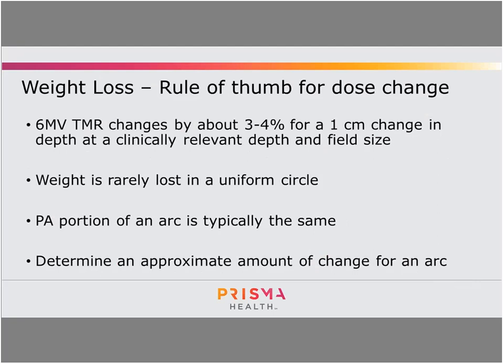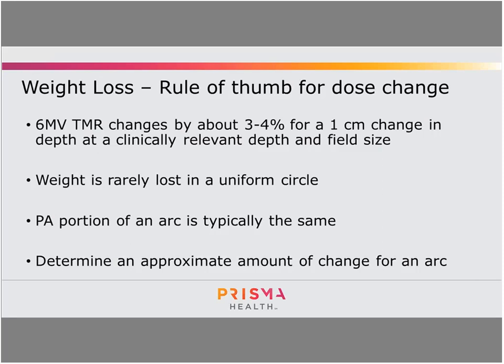If you were looking at TMR for a 6MV beam, it changes by about 3.5% for a 1 cm change in depth. You can think of that as thickness. That would be for a clinically relevant depth and field size, so from a depth of 9 to 10 cm for a 10 or 15 cm field. And that would be a uniform change. So say you had a sphere, that would be the sphere contracting 1 centimeter.